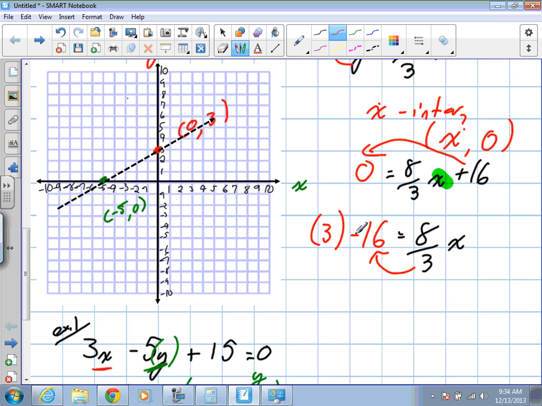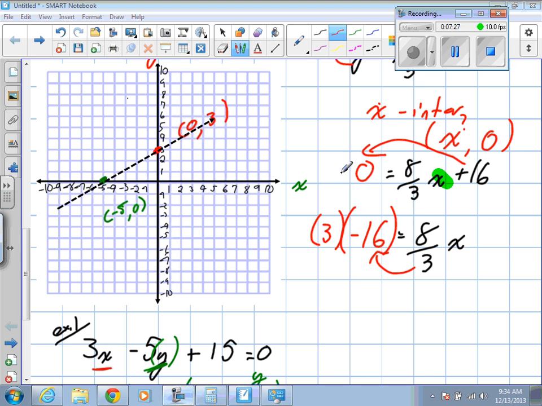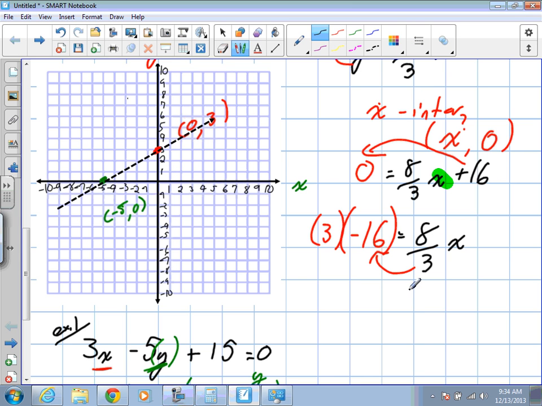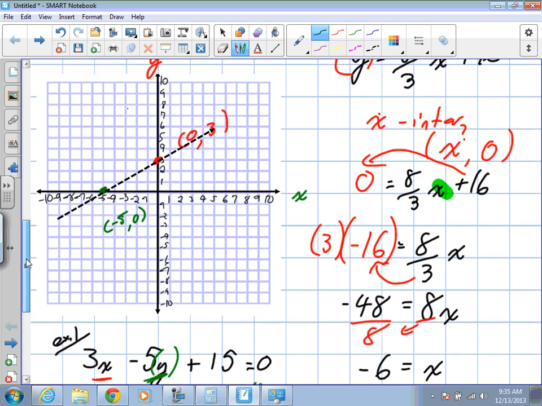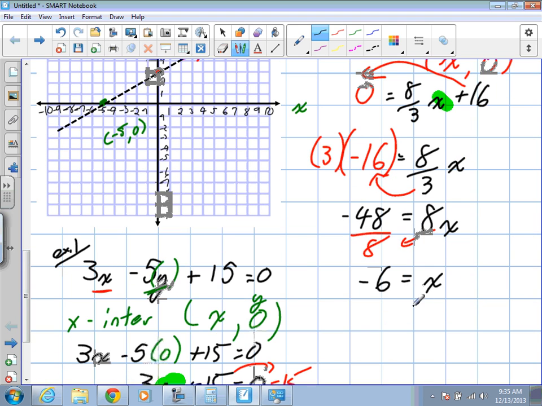Okay? So when we bring that 3 over on the right side, we're only left with 8x. And 3 times 16, anyone know? Very good. It's negative. Because it's positive times a negative, it's negative 48. Okay? And then how do I get the x by itself? What do I need to do? That's right. We need to divide by 8. What is 48 divided by 8? I don't think it's 8. Yeah. It's 6. Negative 6. So our x-intercept is negative 6 and 0.